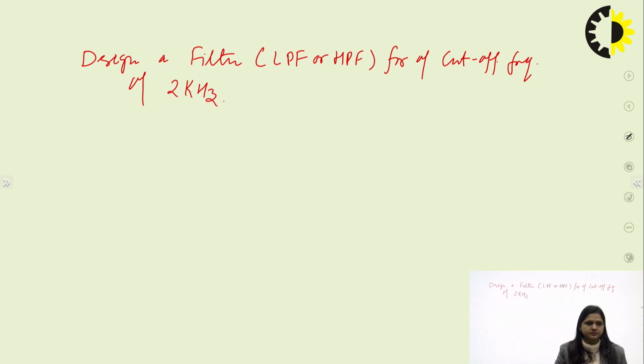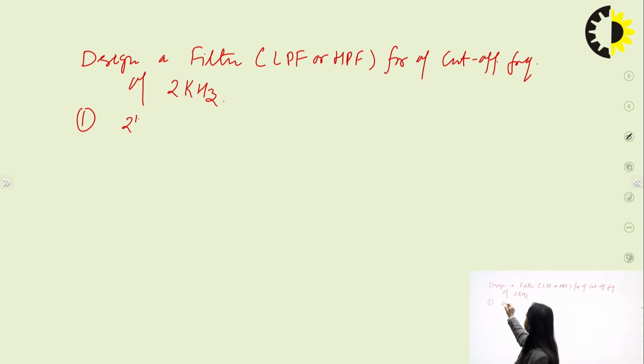This is the question. So if it is not given in the question whether it is first order or second order, you can design either first order or second order, but in your syllabus it is mentioned that you have to study second order filter. So even if it is not given in the question, you have to design a second order filter. So first of all we will identify the order of filter. So let's say it's a second order filter.